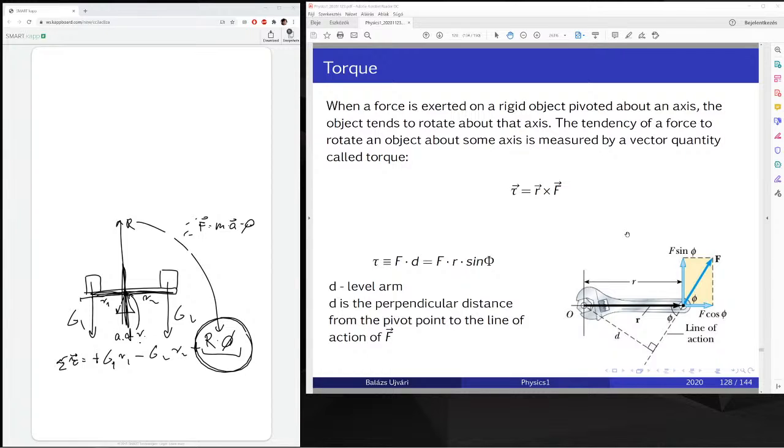For a rigid object, we always have to solve these equations: sum of F equals m times a, and sum of tau equals moment of inertia times alpha. These are the basic equations, the rest is only some parameters like static friction, and so on. Is it clear? Please answer in the Discord, because if not, we can go through it again.